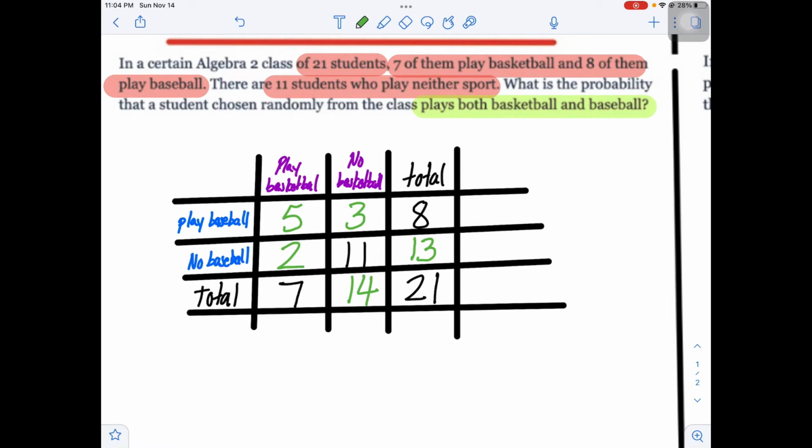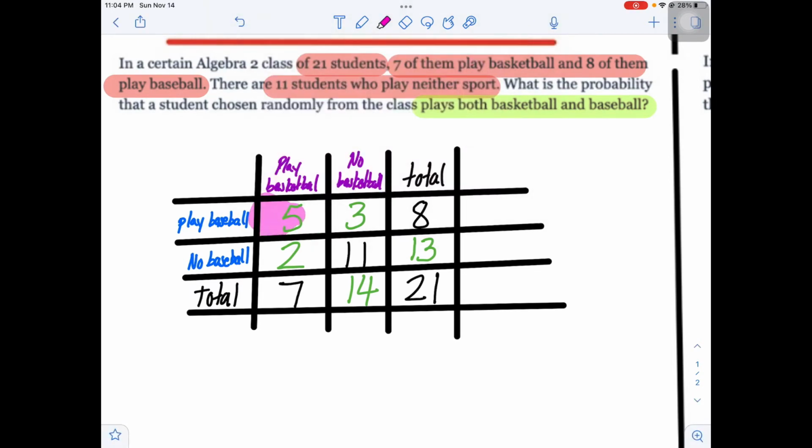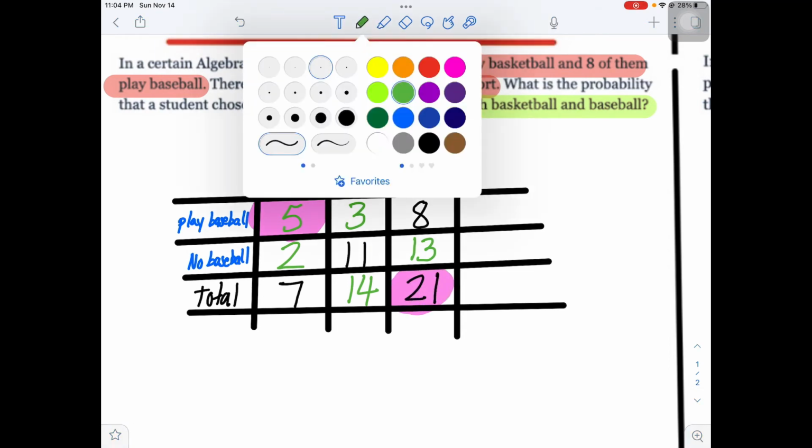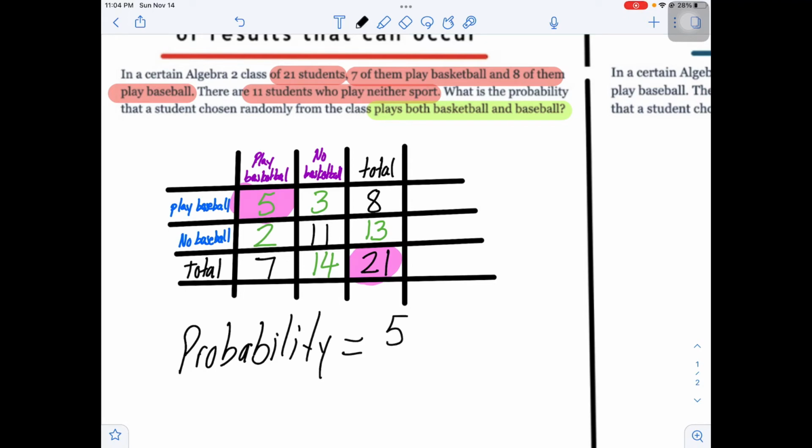So now that we have all of our information, let's see what the question says again. Plays both basketball and baseball. Let's see. Plays baseball, plays basketball. That's 5, right? So this is 5 right here. 5 play basketball and baseball. And what is our total number of students in the room? 21. So the probability is equal to 5 out of 21.